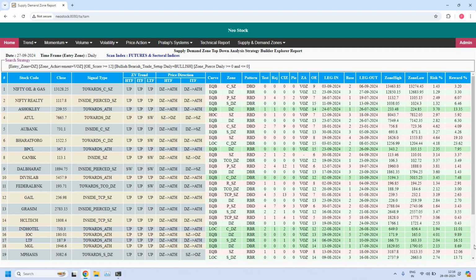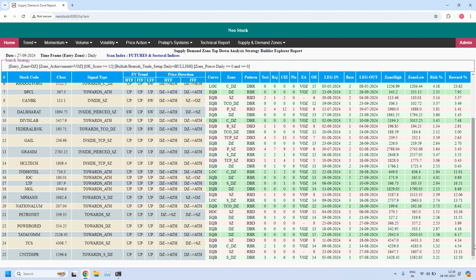I am scrolling the list down. So total 25 stocks are filtered. All these 25 stocks are supporting bullish trade setup for monthly income trade. Okay, next, further we will filter these stocks for adding more probability to get the success.